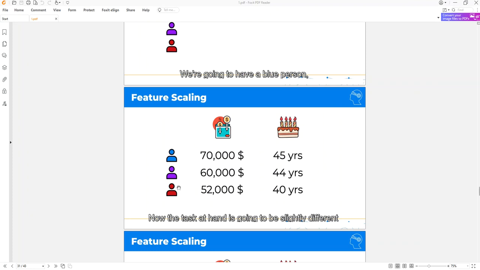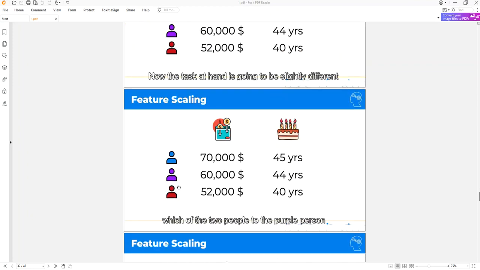So now we are going to ask this question: which of the two people is the purple person closest to, whether it is closest to the blue person or closest to the red person? By looking at this example, you would totally ignore the age and the salary. You will consider the salary but not the age, right? In general, that's what our idea is. We are so blinded after seeing the big numbers that we totally ignore the smaller numbers, which is 45 years.